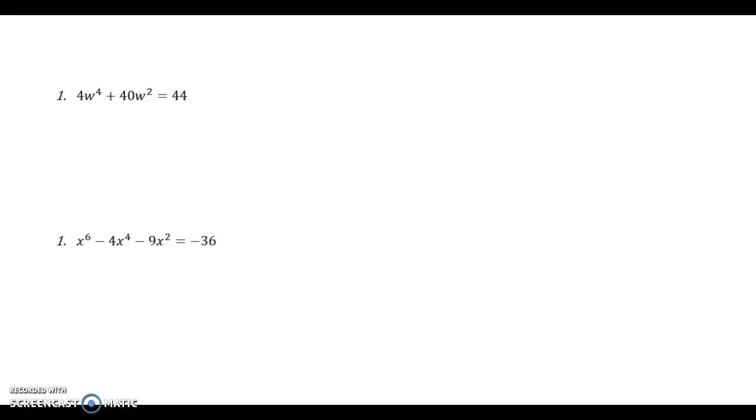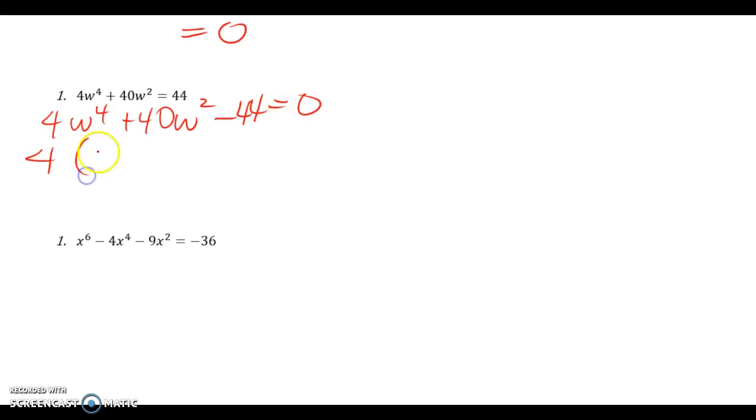All right, here's another one. Remember, before we factor or solve, we got to get everything to one side. So I'm going to do 4w to the 4th plus 40w squared minus 44 equals 0. And I can factor a 4 out of this. W to the 4th plus 10w squared minus 11.